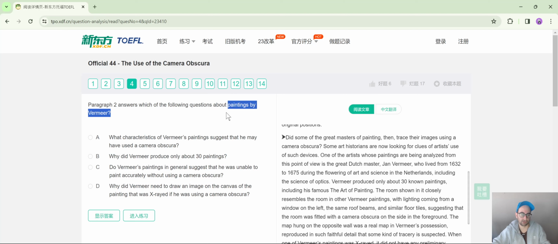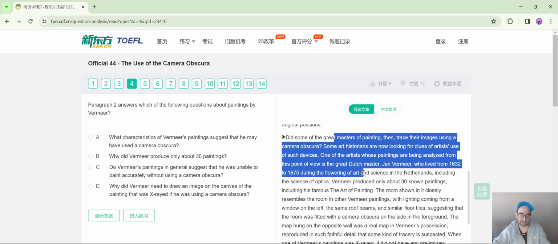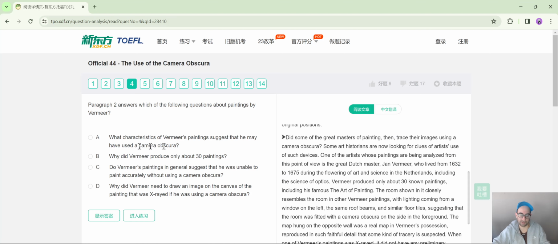So these are our keywords. The paintings Vermeer did, right? So, okay, paintings by Vermeer. Before you even look at this, because it's going to answer it in this text, and it's probably going to be a long one because they have 4 questions here, you want to check this first. What characteristics, traits, elements, so I need proof of that, of Vermeer's paintings suggest that he may have used camera obscura. Okay, so let's see.